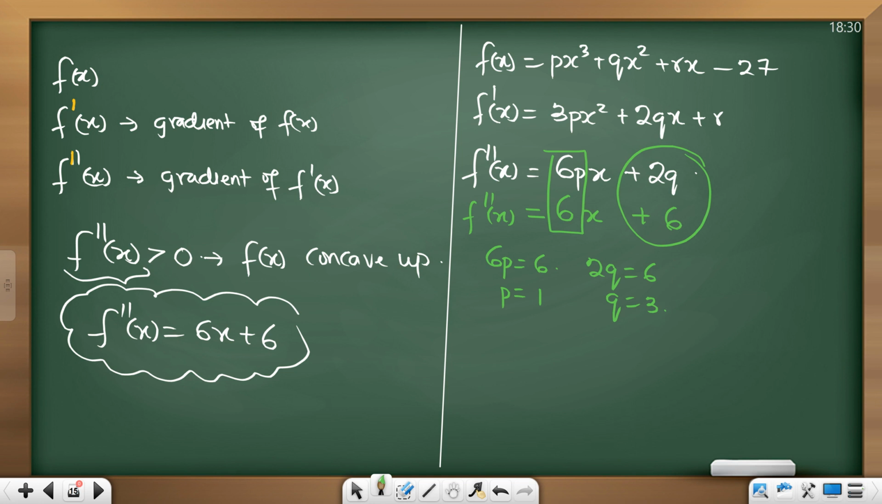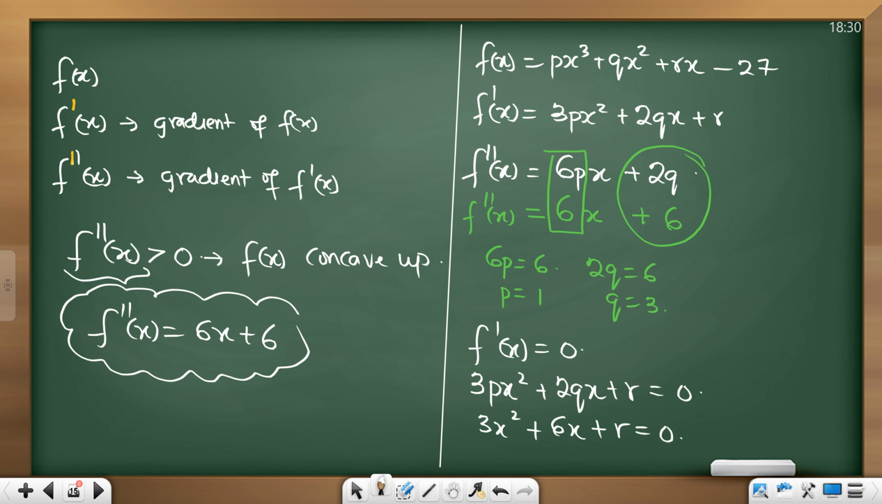But the question now is, how do we get r? Remember, we have a turning point. Do we have f prime of x? Yes. What is it? 3px squared plus 2qx plus r. That makes sense? What is our p? 1. So what do we have? 3x squared plus what? x. Okay. We need to go check.